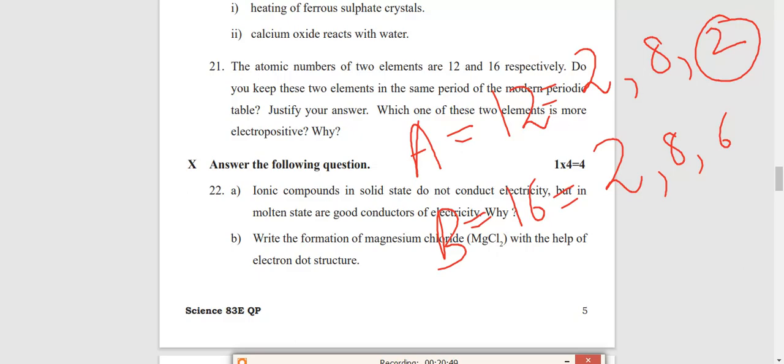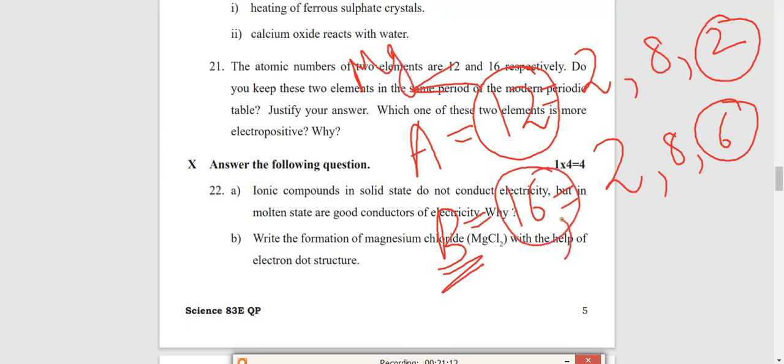So it belongs to which group? It will belong to group number 2, right? And this element B is having 6 electrons in the last shell, so it will belong to which group? It will belong to group number 16. As you can understand, this is magnesium, because magnesium is having atomic number 12, and 16 is sulfur.